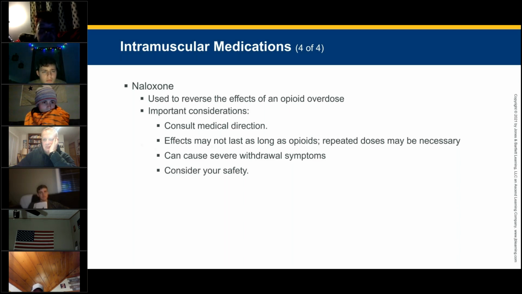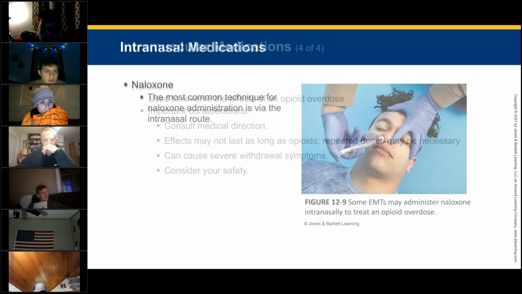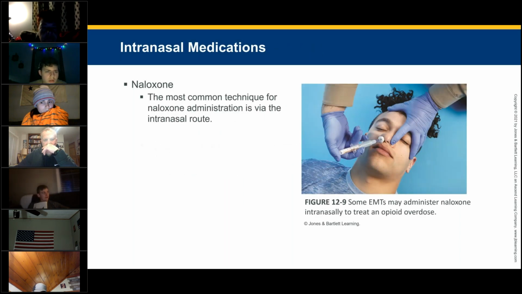The effect of the naloxone may not last as long as the opiates. You may need to repeat doses. Administration of naloxone to opioid-dependent patients can cause severe withdrawal syndrome, which includes seizures and cardiac arrest. And you always want to consider safety when you're giving naloxone. The most common technique for naloxone administration is via the intranasal route.